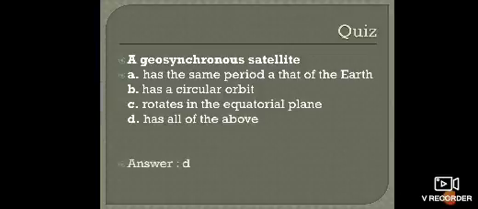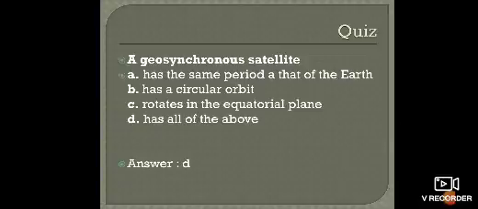That is D. A geostationary or geosynchronous satellite has the same period as the Earth. Why? Because I have already told you that a geostationary satellite has the same velocity as the Earth. Whenever the Earth completes one rotation in 24 hours, the geosynchronous satellite also completes one rotation in 24 hours. So it has the same velocity between the Earth and that satellite.